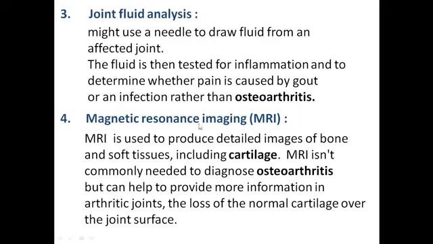Magnetic resonance imaging. MRI is used to produce detailed images of bone and soft tissue, including cartilage. MRI is not commonly needed to diagnose osteoarthritis, but can help to provide more information in an arthritic joint. The loss of normal cartilage on the joint surface we can find in MRI. But basically, to exclude osteoarthritis, we can use MRI.